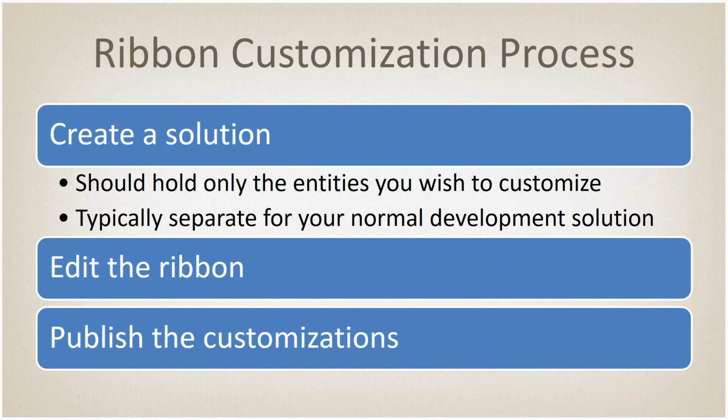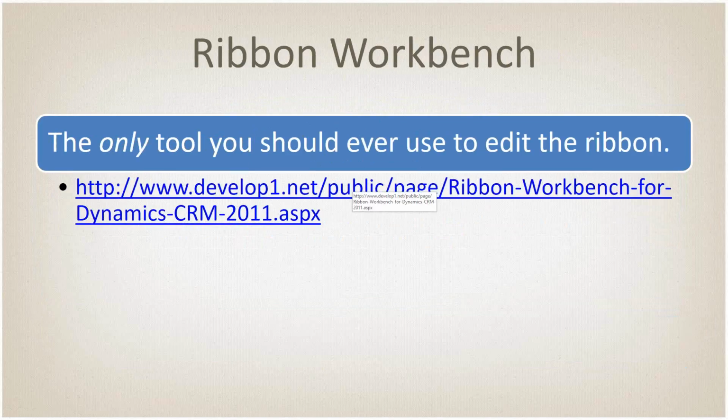So most of the time, what you're doing when you're working with this is you can have your ribbons in multiple solutions, but the one that you're doing the editing on really only needs to contain the entities that you're working on specifically for this purpose, and that's it. Okay. The Ribbon Workbench is what I mentioned. This is the only tool that you should ever use, quite honestly, in my professional opinion.